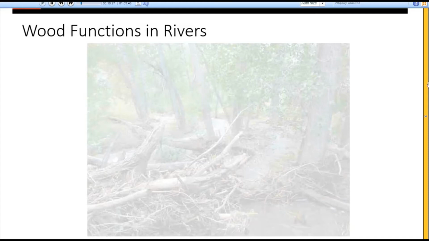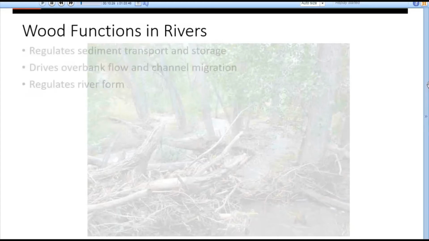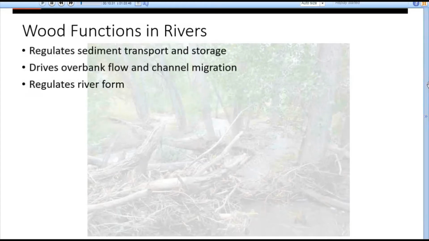But I want to give some background on wood in rivers, mostly to talk about the functions that wood plays in rivers and to motivate why we might be restoring wood back into rivers. So wood regulates sediment transport. It drives flow over the banks, which can also deliver nutrients to riparian areas and floodplains. It regulates the form of rivers, so it regulates lateral migration, things like avulsion.